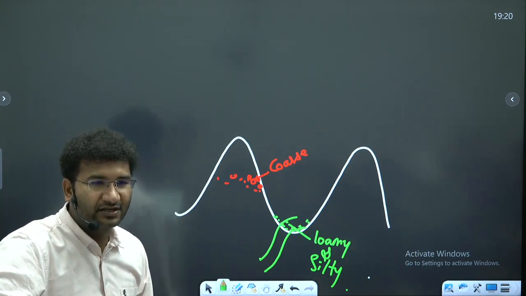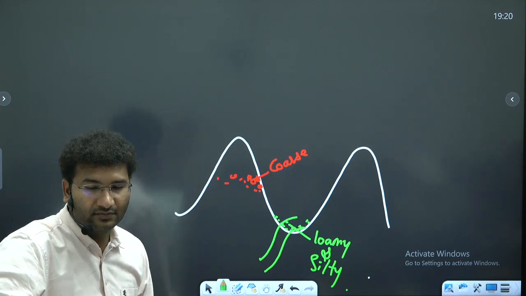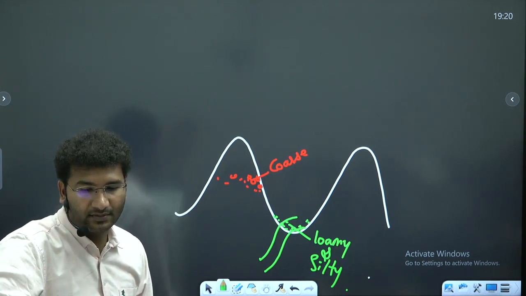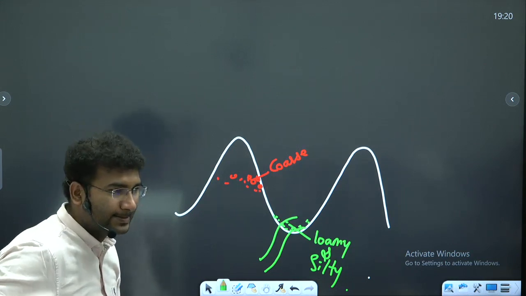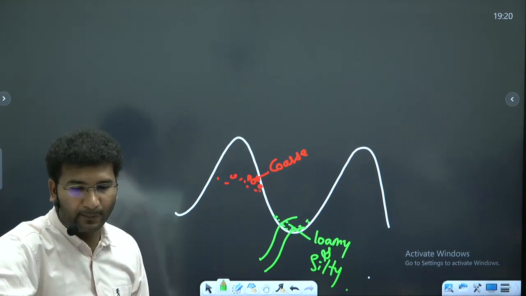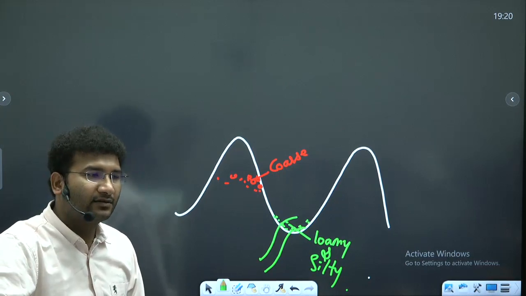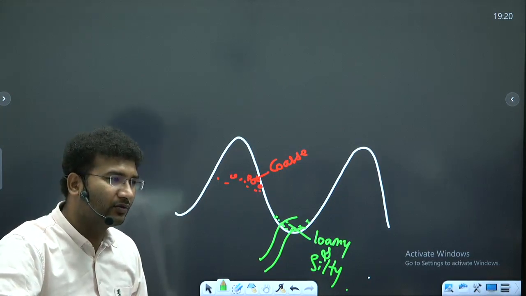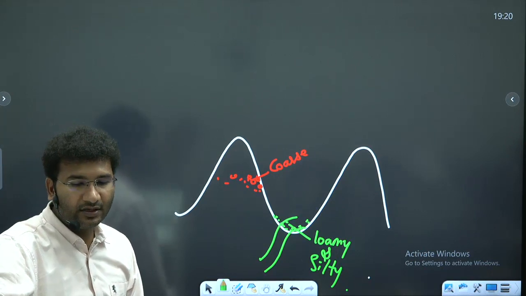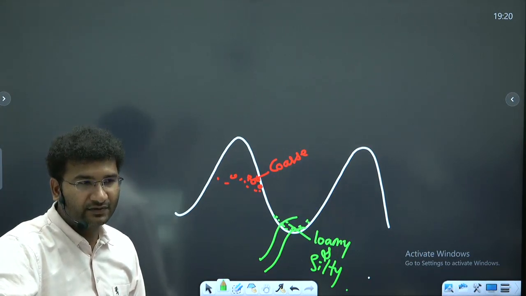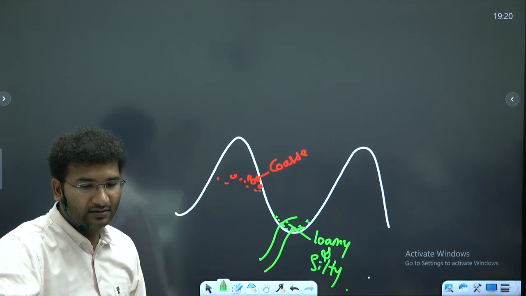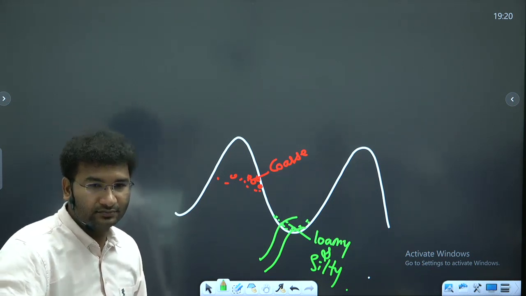The soils present here are fertile in the lower valley and comparatively less fertile in the upper areas. Okay?